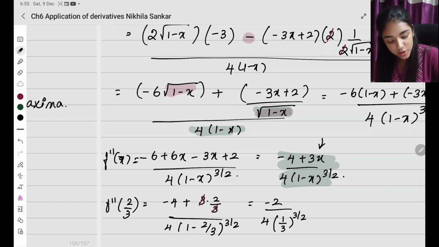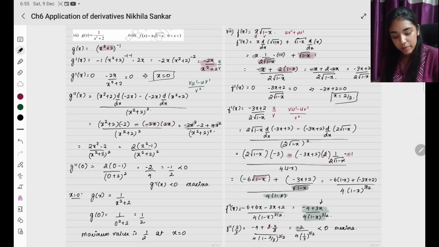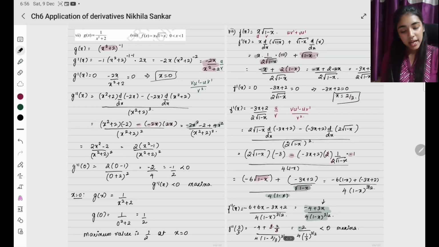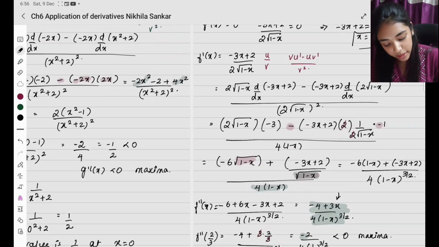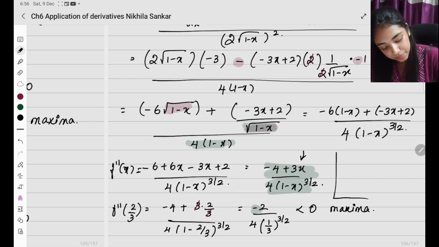It is not necessary to solve all of this. Basically, I see that my value is going to be less than 0 because there is a negative sign here. Correct? So I have a negative value, which means we are talking about the maxima. So here I need to find out my maximum value. I have to substitute the value of x in my f of x to find the maximum value. So when I do that, I'll do it here.